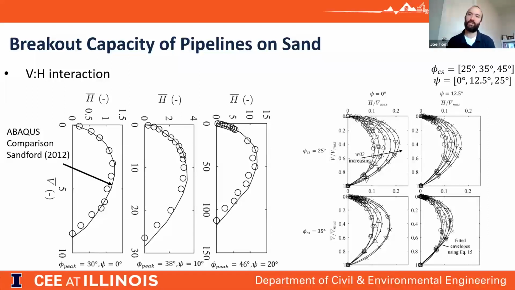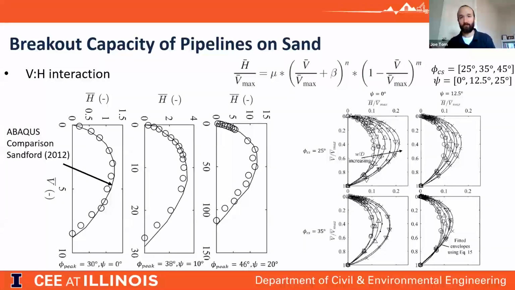Then we did a parametric study where we varied the critical state friction angle, the dilation angle, and the embedment to give generalized failure envelopes. We can fit them with this analytical functional form, where we have these four coefficients that describe the overall shape of the envelope. I give relationships that are first order in the paper, so you can reference that if you're interested.